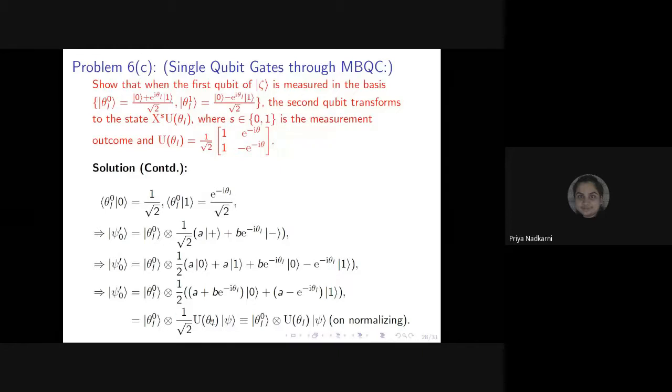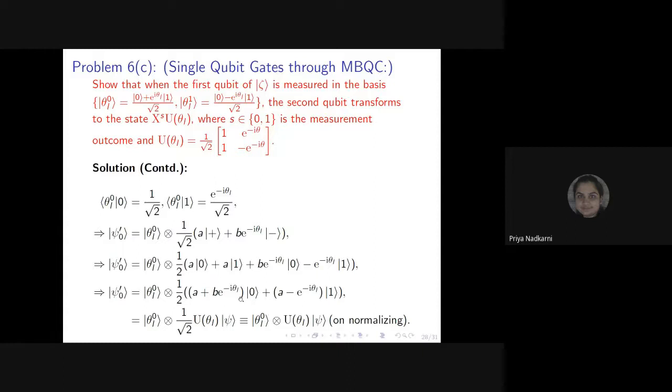Because we didn't normalize it initially, we will be normalizing it here. We can just remove this 1 by root 2, and we get the state to be theta_L 0 tensored with U of theta_L applied on psi. That's how, by first applying the CZ gate on psi and plus, and then performing the measurement in this particular basis, we can apply the single qubit gate U of theta_L. Here we can see that we initially had psi on the first qubit, but now psi has teleported to the second qubit along with a particular gate applied to it.